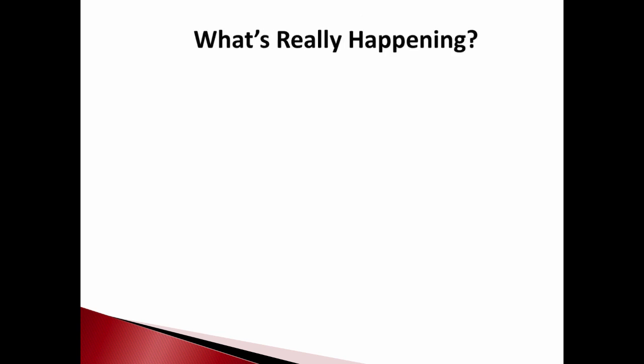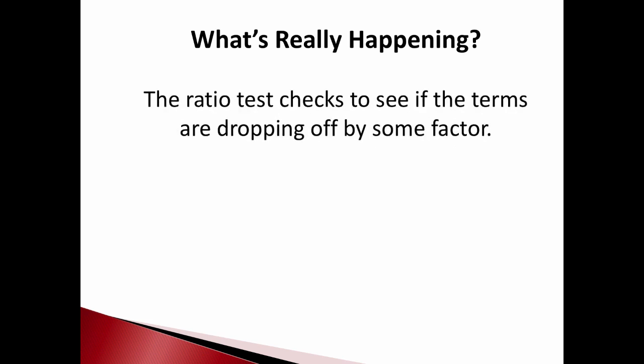Okay, so why does this ratio test work? What's really happening here? Well, what the ratio test is really doing is checking to see if the terms drop off by some factor. In other words, like we saw in that first one, where we had 1/3 to the k. Well, that was a geometric series. Things were getting multiplied by a third every time. So every time that we went to another term, it dropped off by a factor of a third. So that's really what the ratio test is doing. It's trying to see if it's acting kind of like a geometric series does.